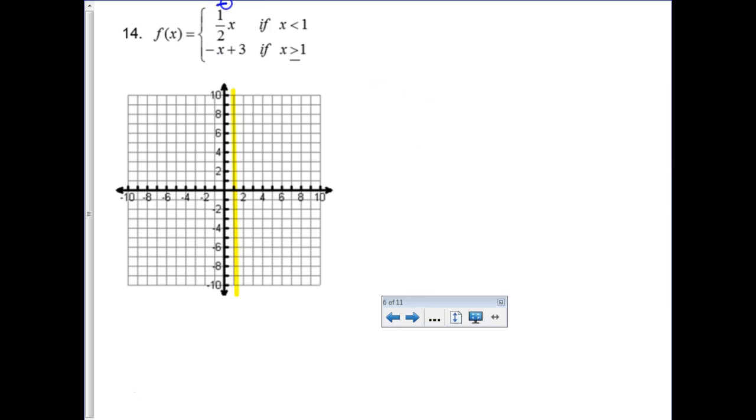All right, I'm going to stick with my same colors if you don't mind. Our first function is y equals 1/2 x. It only exists for when x's are less than 1. So that would be over on this side of the half plane. And then our second function is y equals -x plus 3, but it only exists for x's over here on this side of the half plane.